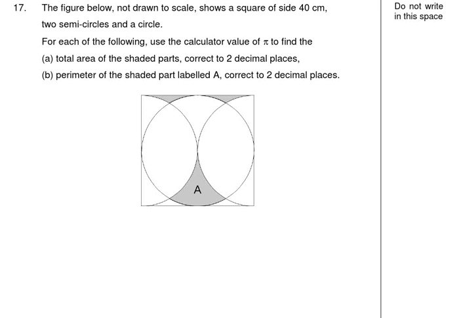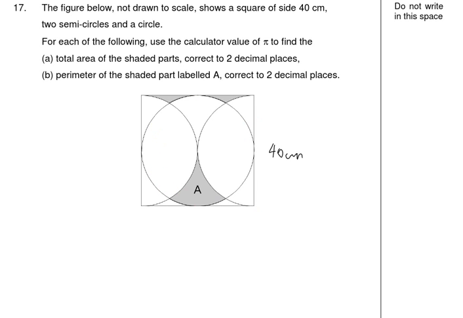Okay, the figure below, not drawn to scale, shows a square of side 40 cm. Of course, I believe you know where the square is. This is the square of side 40 cm, so I have 40 cm here. The figure has two semicircles and a circle. The two semicircles are here: one semicircle, two semicircles, and a circle right at the center.